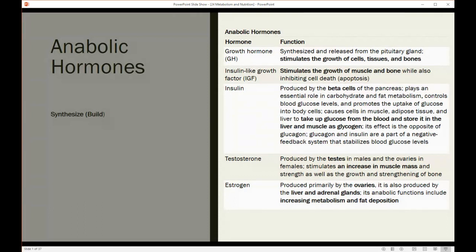Testosterone, produced by the testes in males and the ovaries in females, is going to stimulate an increase in muscle mass. And then estrogen, which is primarily produced by the ovaries, but is also produced by the liver and the adrenal glands, is going to increase the metabolism and the fat deposition.